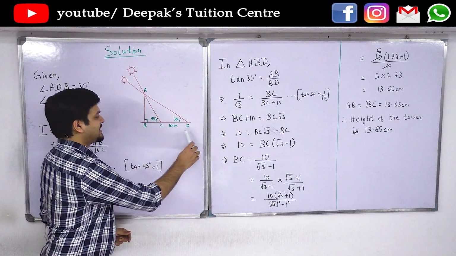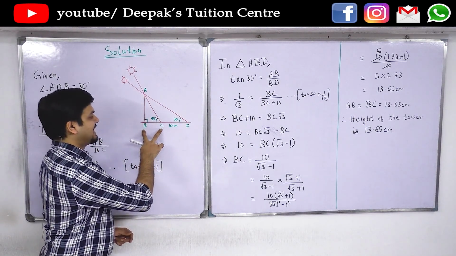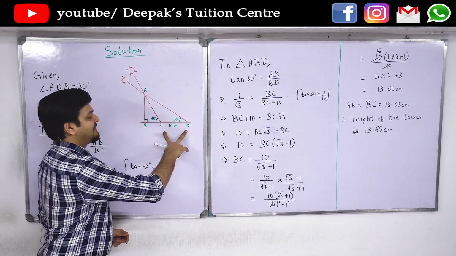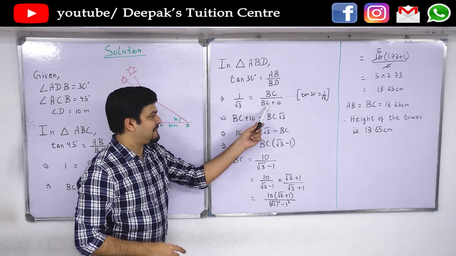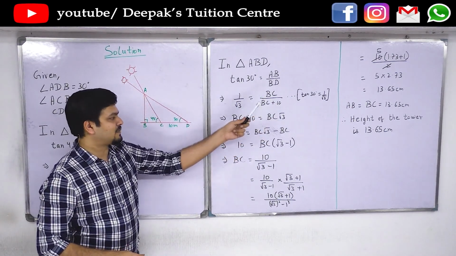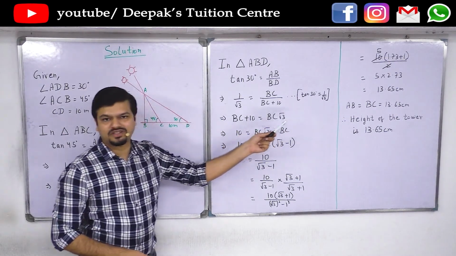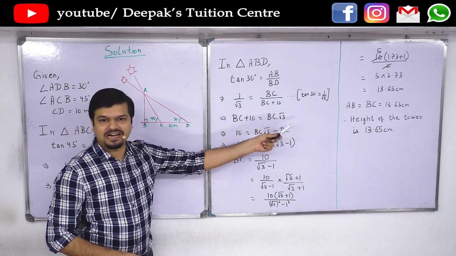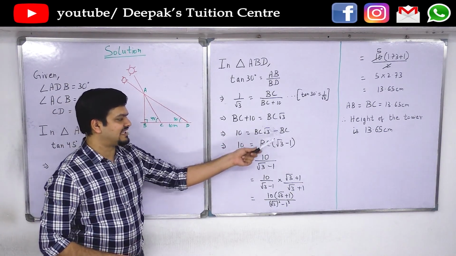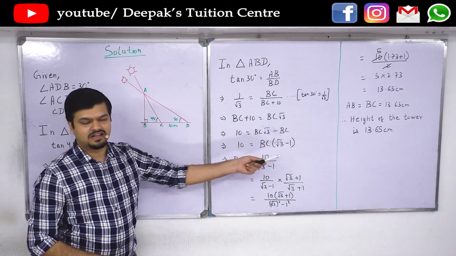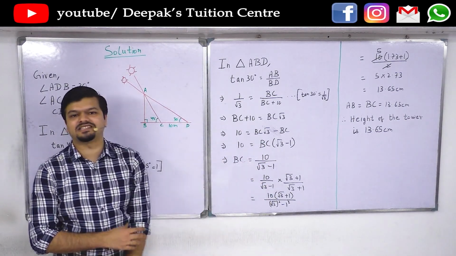And BD is basically BC plus CD. We do not know the value of BC, but we do know the value of CD, so I can write BD is basically BC plus 10. Now we cross multiply and we get BC plus 10 is equal to BC into root 3. We transpose BC to the right hand side and take BC common. So we get 10 is equal to BC in brackets root 3 minus 1. Therefore the value of BC is 10 divided by root 3 minus 1.